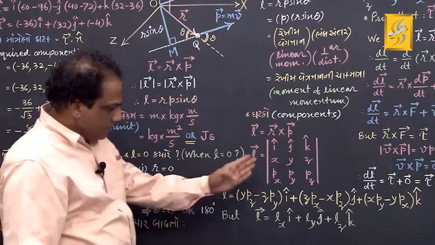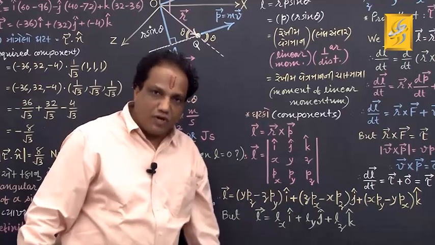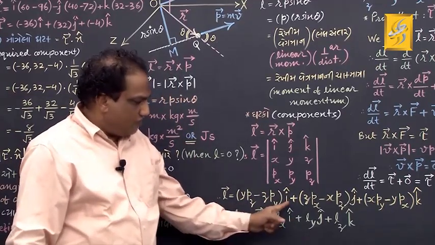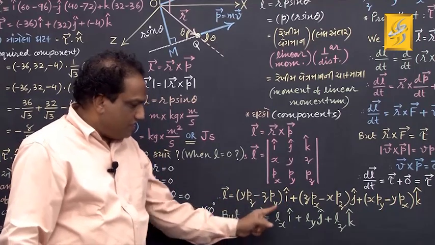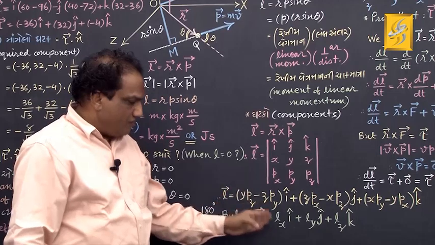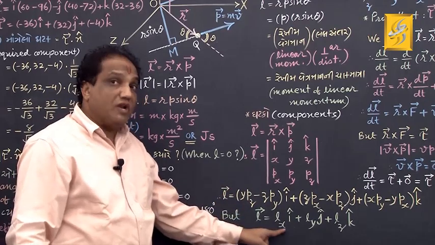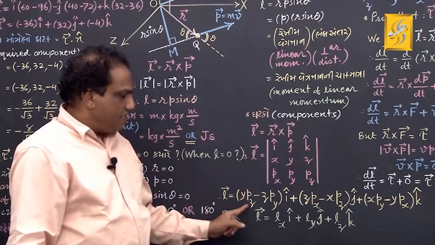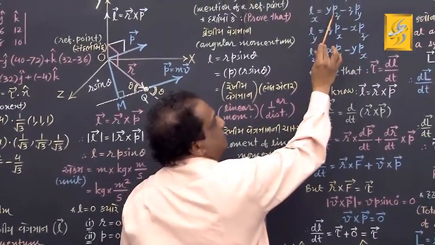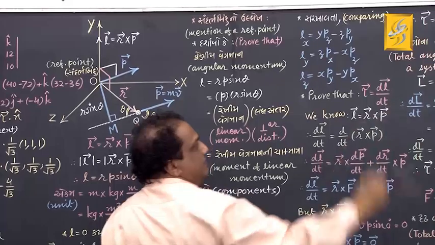Compare these two. What is the coefficient of i hat? Lx. And here the coefficient of i hat is y pz minus z py. So if you compare, the Lx formula would be y pz minus z py.